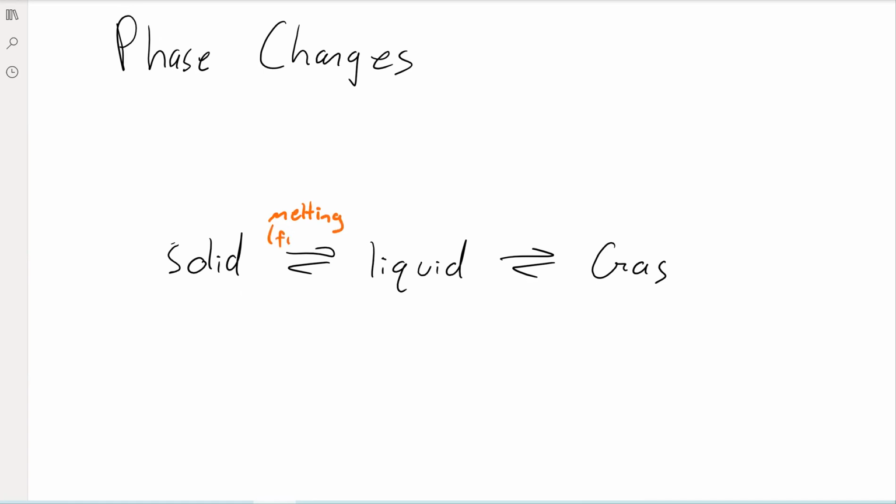Sometimes you'll also see it referred to as fusion, as we saw, like heat of fusion earlier. From liquid to gas, it's called boiling, or another term you can use is vaporization. And then, of course, we can go in the opposite direction from gas to liquid. That's condensation. And then from liquid to solid is freezing.